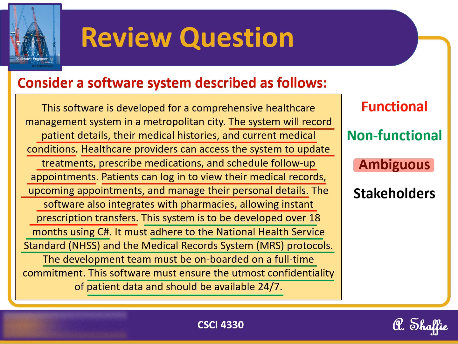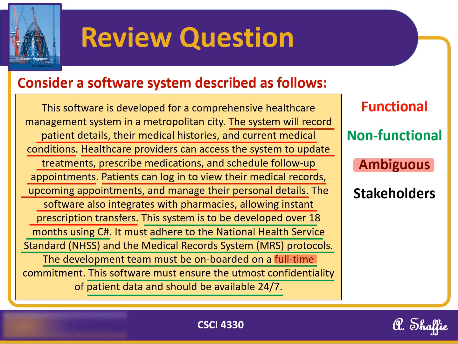Now, after we went through the core requirements of the system, let me ask you, did you notice any ambiguous requirements? Don't forget, ambiguous requirements are those that are not fully clear and may lead to misunderstandings. Let's go over a few examples together.